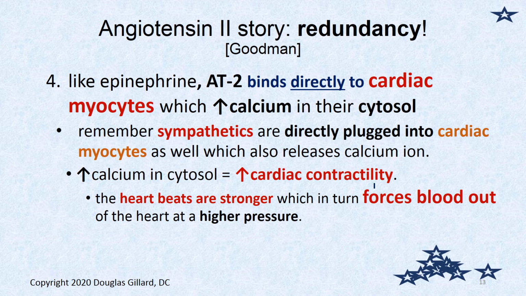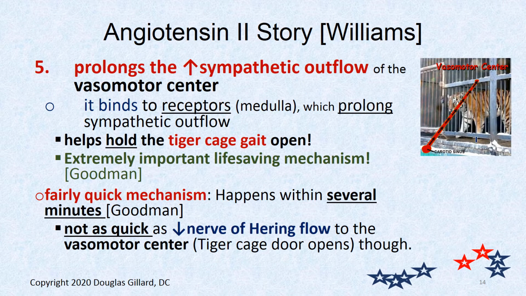Little redundancy here for number 4. Like epinephrine, angiotensin II can also bind to cardiac myocytes directly, and it does so. It causes the release of calcium into the cytosol, which causes the heart muscle to beat more powerfully. Remember, sympathetics are also directly plugged into cardiac myocytes, which also does the same thing, causes them to release calcium ion, which increases cardiac contractility. Heart beats stronger and forces more blood. So a little redundancy between the sympathetic tiger and angiotensin II.